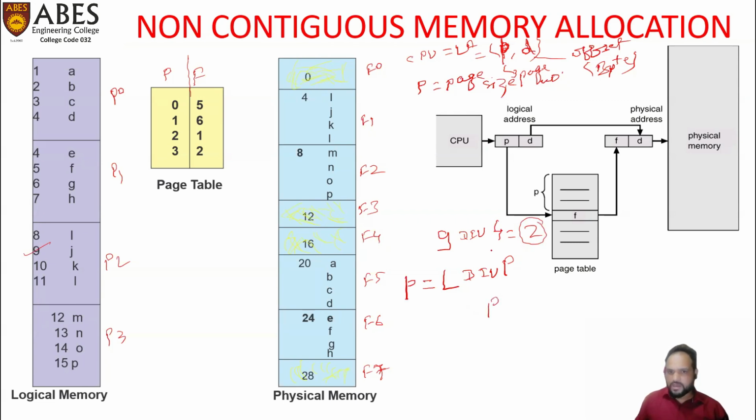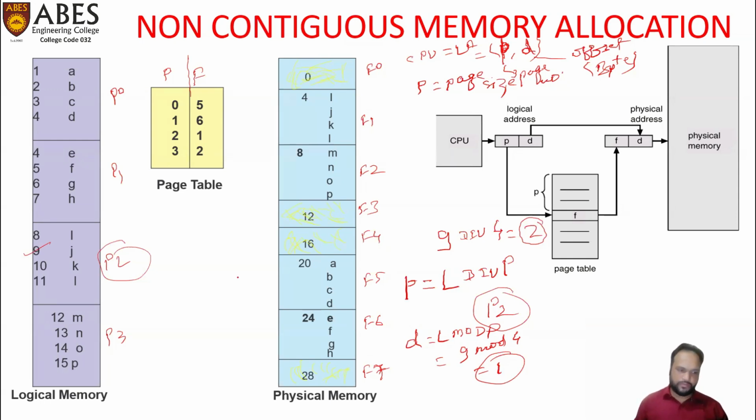So we calculated the small p, which we can write as P2. As you can see, 9 is allocated at page P2. Now we have to calculate the small d. The small d is calculated as L mod P. So that is 9 mod 4. It will give you the remainder. 4 twos are 8, so the remainder would be 1. The remainder will inform you about the offset at which you are going to calculate.